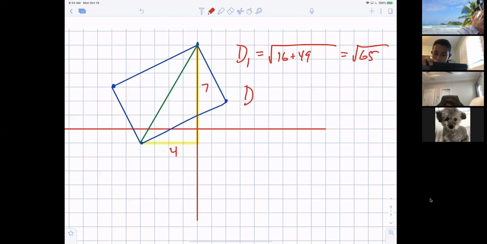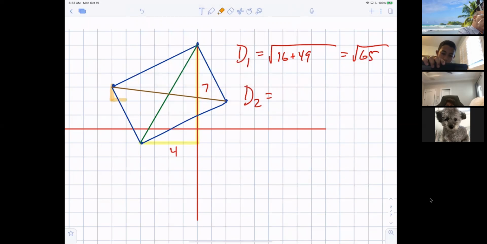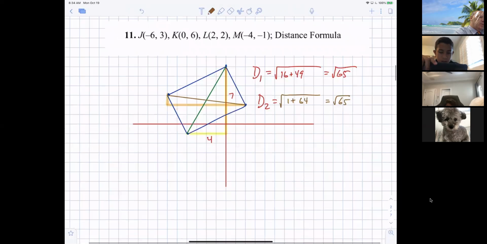All right, now I'm going to find diagonal 2. Here's diagonal 2. So from here to here. So what is that? 1 plus, yes, 8 squared is what? So is it a rectangle? Yes, it is a rectangle.